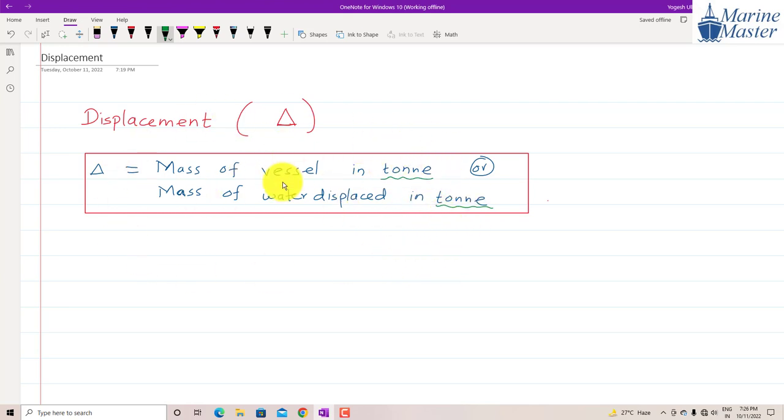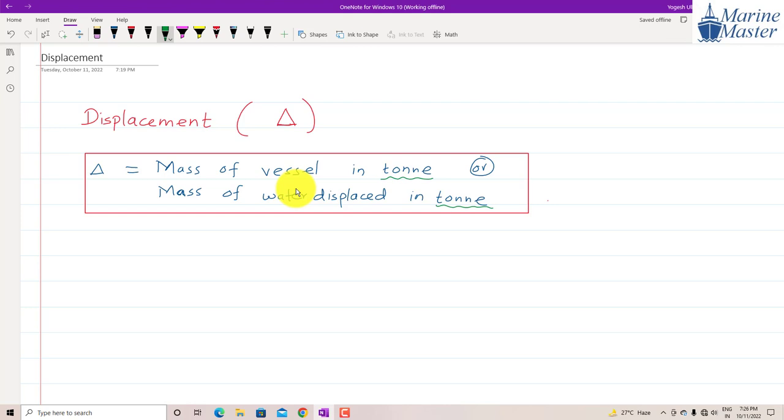We are trying to understand the meaning of displacement. Throughout naval architecture, what is the meaning of displacement? Displacement means the mass of the vessel, or the mass of water displaced. And what is our important assumption in naval architecture? Our vessel is a floating vessel.